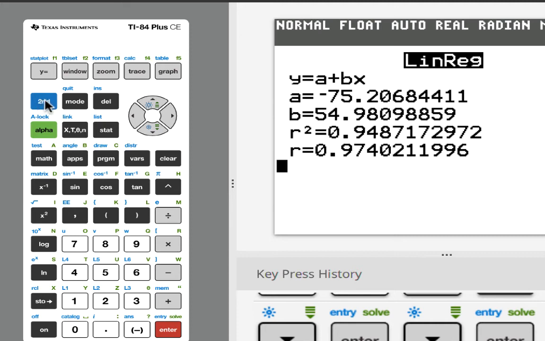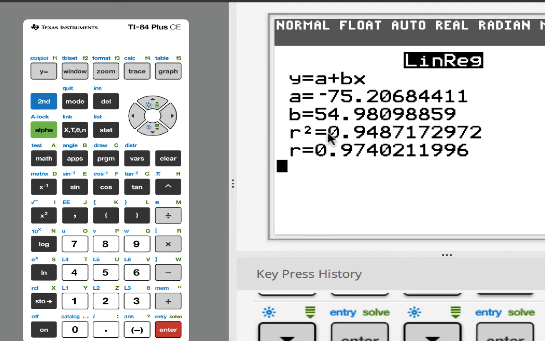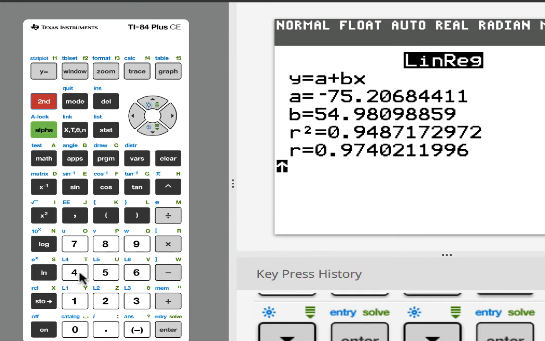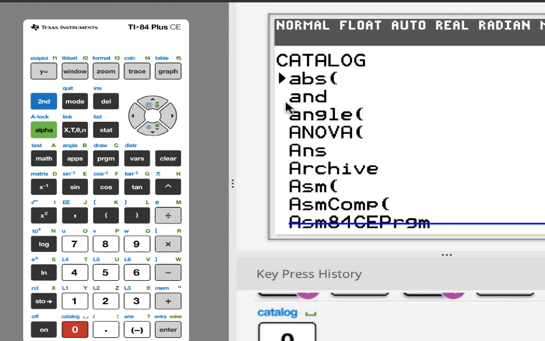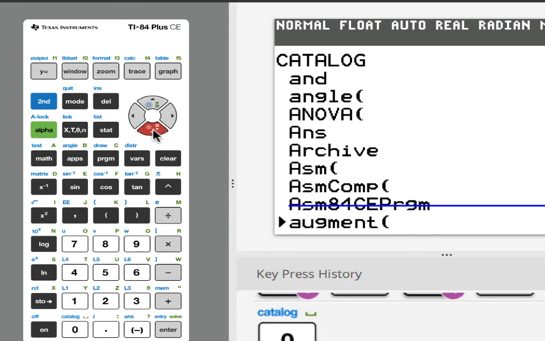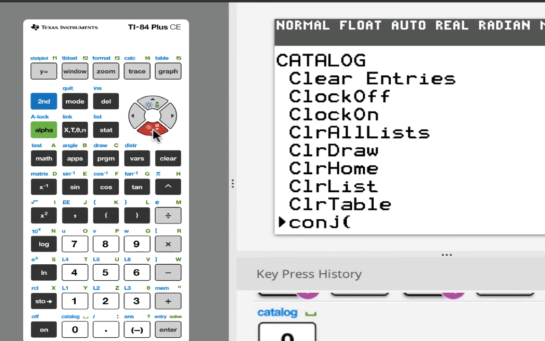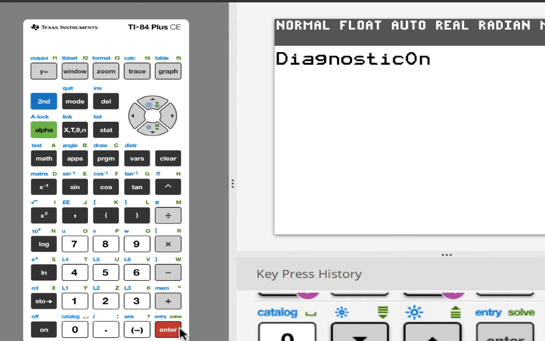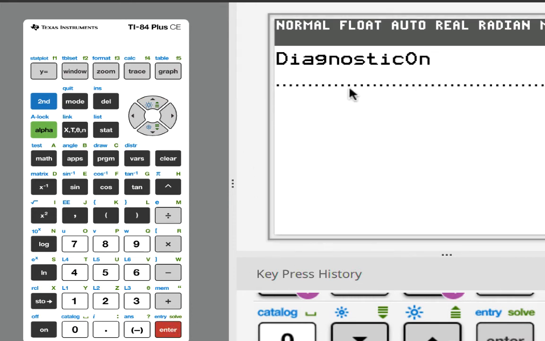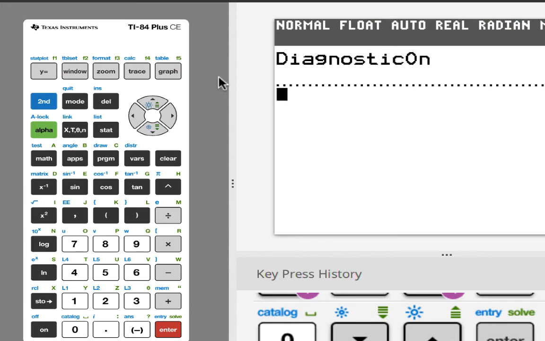So you go to second, if you're not getting R and R squared. You go second and press 0, you get the catalog. And now take the cursor down till you see diagnostic. You see this diagnostic on. Press enter. There it is. Now because mine was already on, that's why I'm getting it, but some of you will not get it, so this is what you need to do.